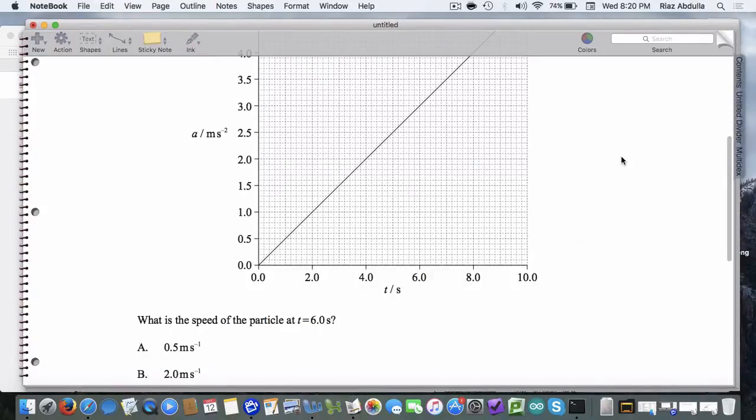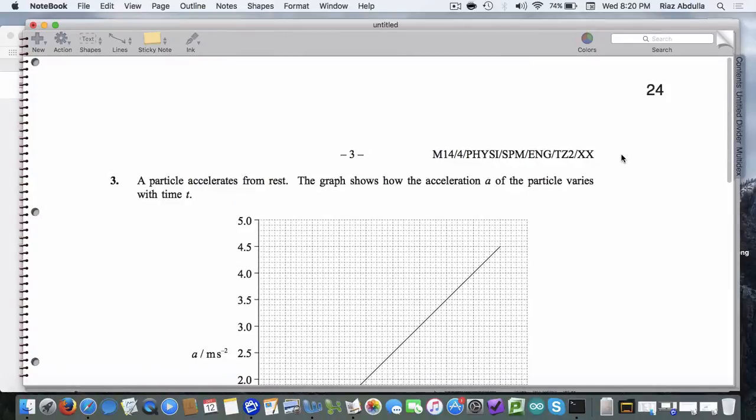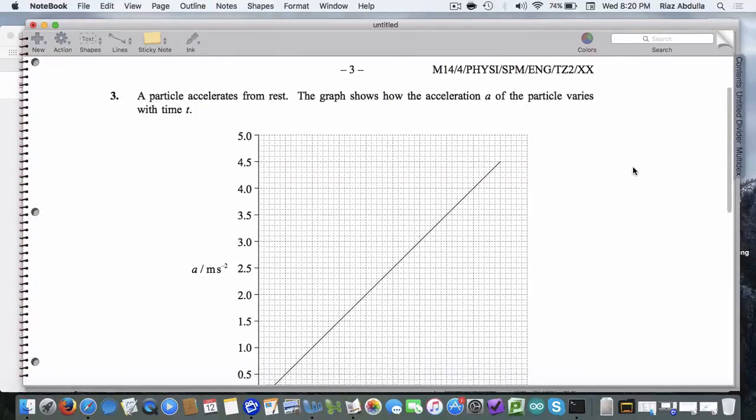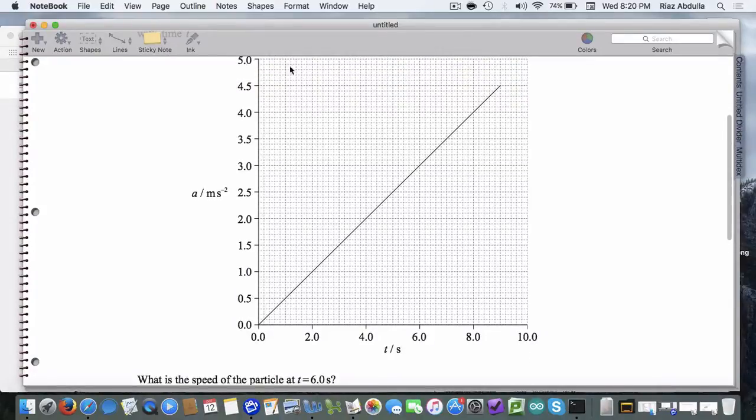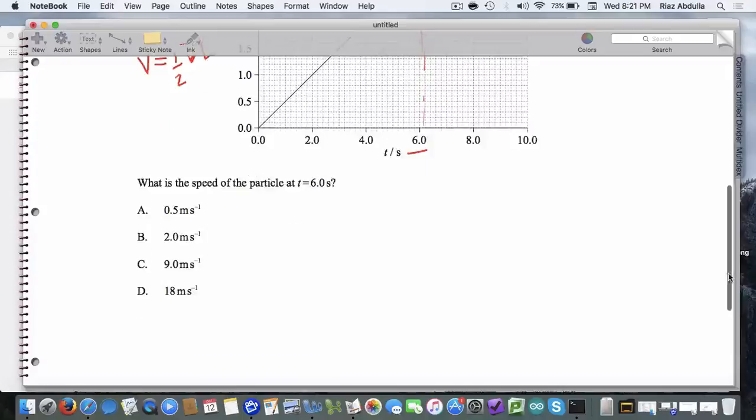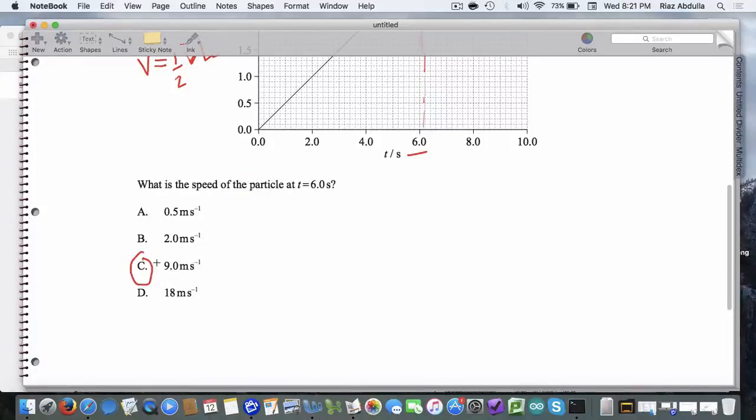I believe we've done this problem previously. Oh no, we've done a version of it. Look at this, same, different thing. So acceleration versus time. We want to know the speed of the particle at 6 seconds. So again, we take the area, keeping it in mind. So V is 1/2 base times height. When we actually do this, this is going to be 6 times 3 divided by 2, and that's going to be 9.